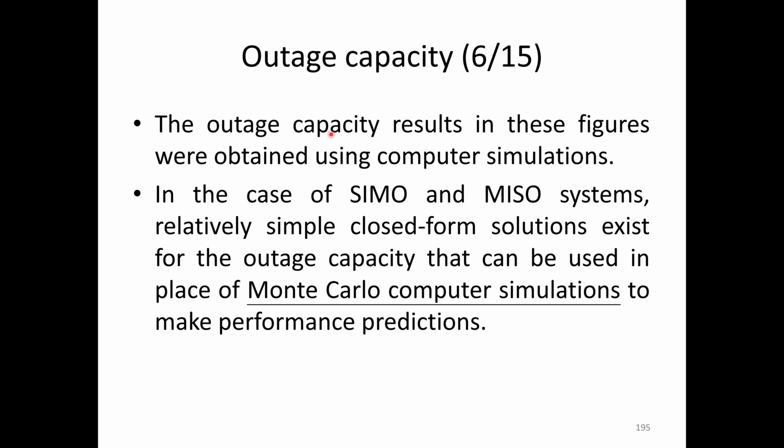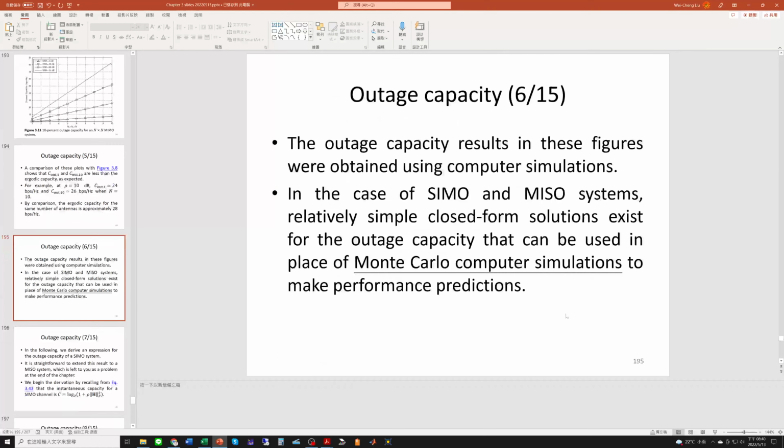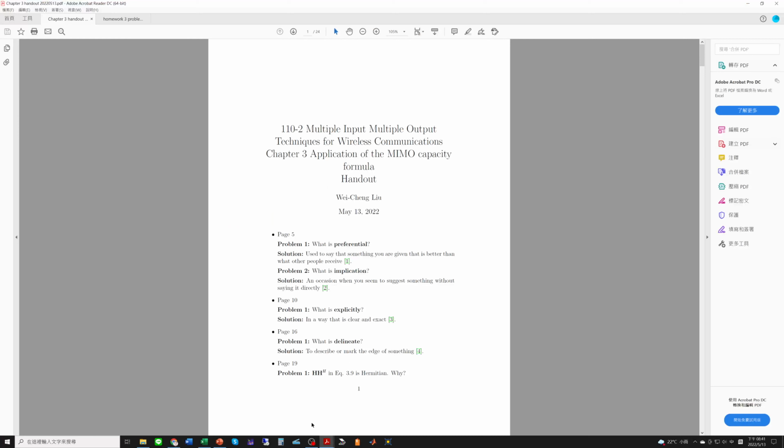The outage capacity results in these figures were obtained using computer simulations. In the case of SIMO and MISO systems, relatively simple closed-form solutions exist for the outage capacity that can be used in place of Monte Carlo computer simulations to make performance predictions. What are the Monte Carlo computer simulations? Let us go to the handout.